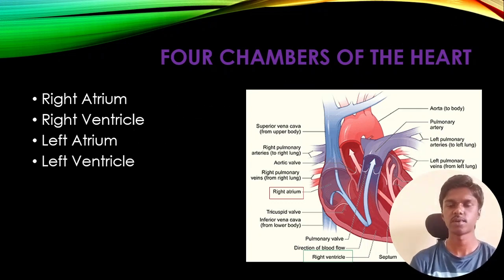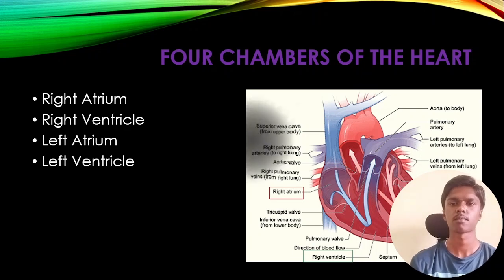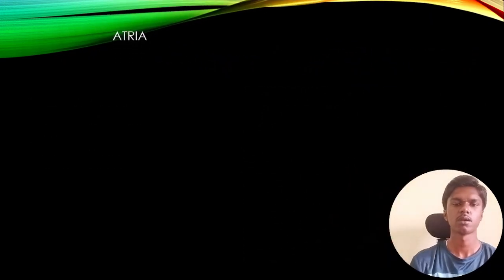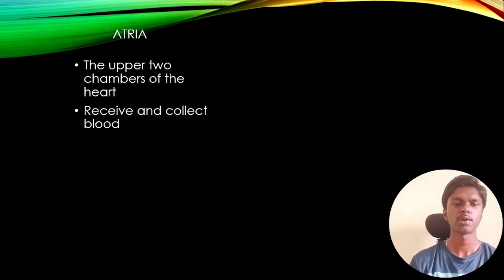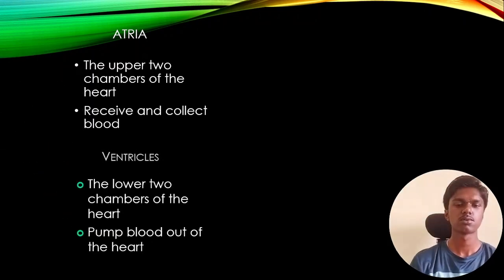Now let's move on to the left ventricle. The left ventricle is another lower chamber of the heart and it is positioned below the left atrium. The main function of the left ventricle is to pump blood throughout the body. So the atria, the upper two chambers of the heart, receive and collect blood, whereas the ventricles, the two lower chambers of the heart, pump blood out of the heart.